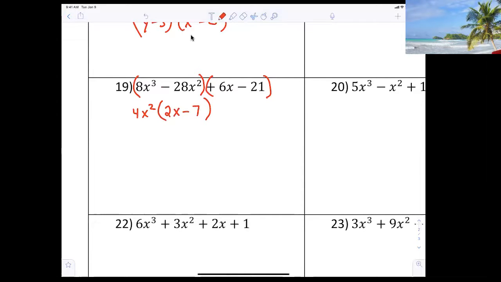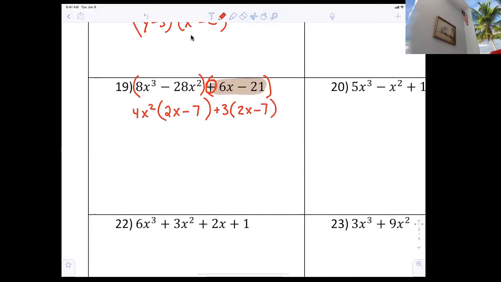Now, over here, this guy, what's common with 6 and 21? What kind of 3? Positive 3. Now, why is it positive 3? Because it's whatever this sign is. And then, what's left behind? Always the same. 2x minus what? 7. Always the same.